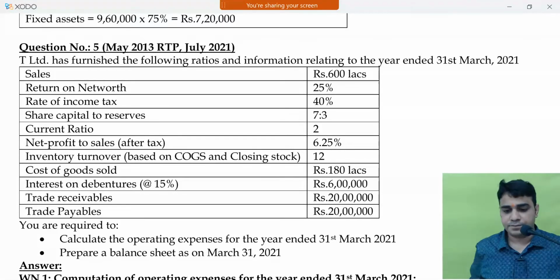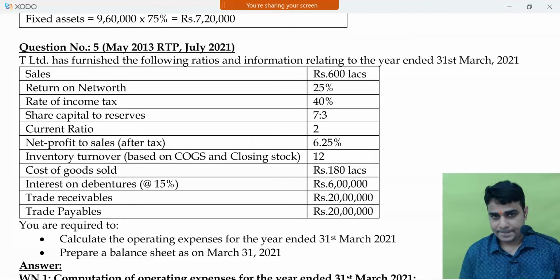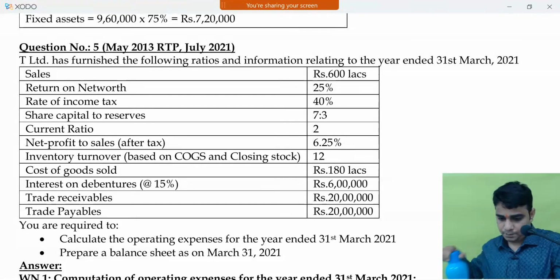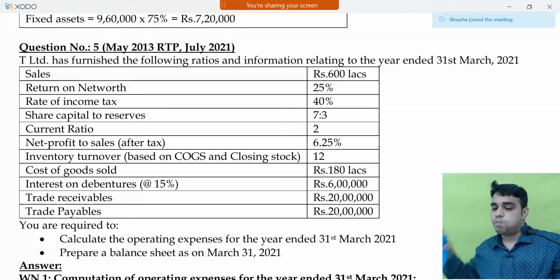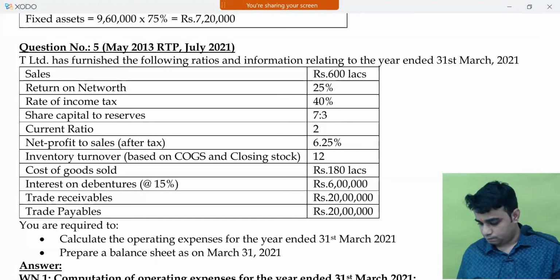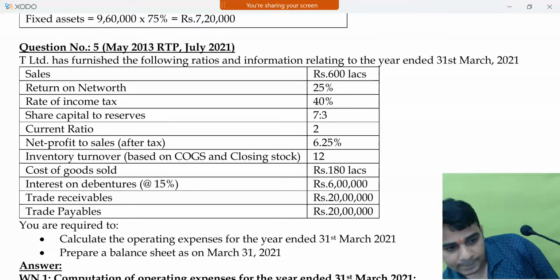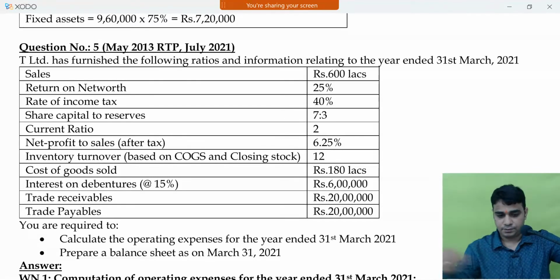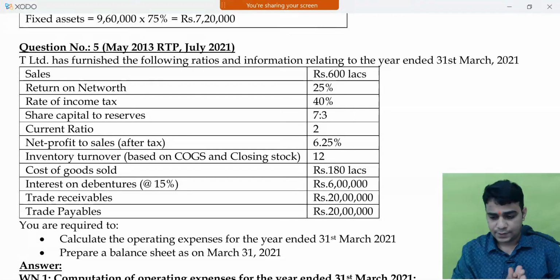Go through question 5. Go through this question.